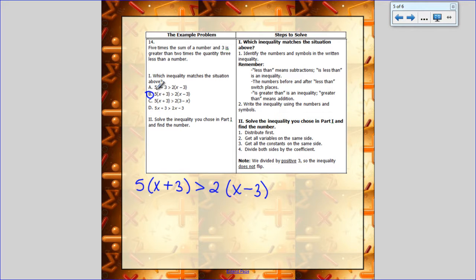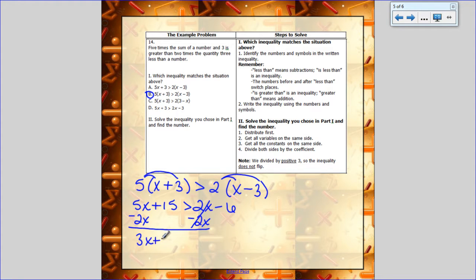Part 2, I have to solve it. So first, distribute. So I'm going to distribute this 5 to both pieces. So I get 5x plus 15 is greater. Then I have to distribute my 2. Then 2x minus 6. Then we get all my variables on the same side. So I like mine on the left. So I'm going to do minus 2x. So I have 3x plus 15 is greater, and that minus becomes a negative because it got left alone.